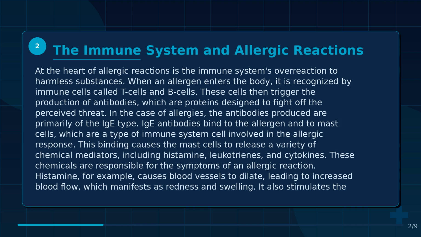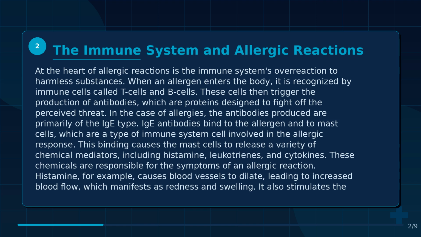Leukotrienes are involved in the constriction of airway muscles, which can lead to wheezing and difficulty breathing in the case of respiratory allergies. Understanding the role of the immune system in allergic reactions is crucial for developing effective treatments and management strategies. By targeting the specific steps in the allergic response pathway, healthcare providers can offer relief from symptoms and, in some cases, desensitize patients to specific allergens.